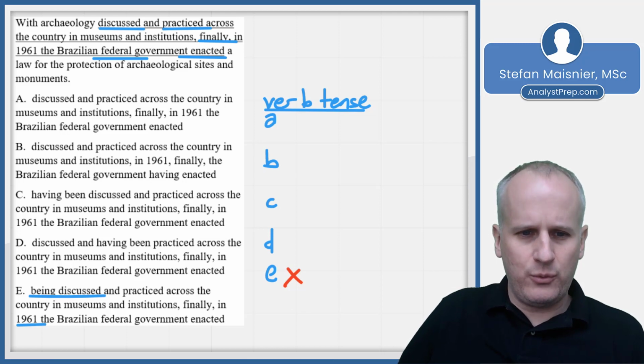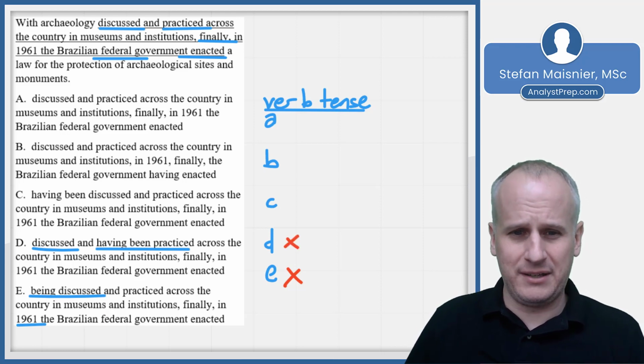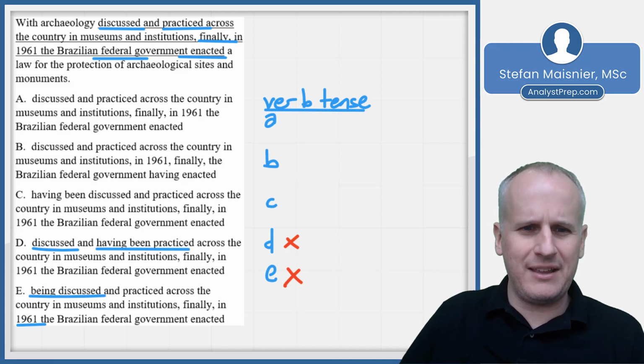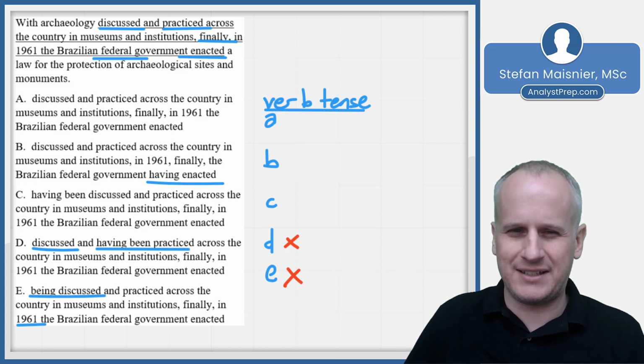And if we've got discussed and having been practiced, well, the discussed and practiced in the original are concurrent. So that means that choice D is not going to be correct, and we can eliminate that. Then we have to determine whether it's going to be discussed and practiced or having been discussed and practiced. And we know that if it's going to be discussed and practiced and we put having enacted, well, the having enacted would have happened first. And it says that the discussed and practiced occurred first. So that allows us to eliminate B.